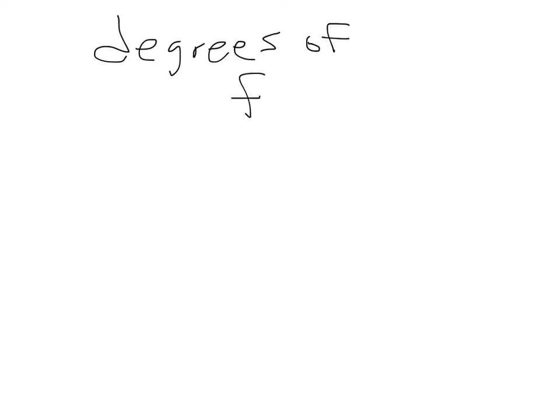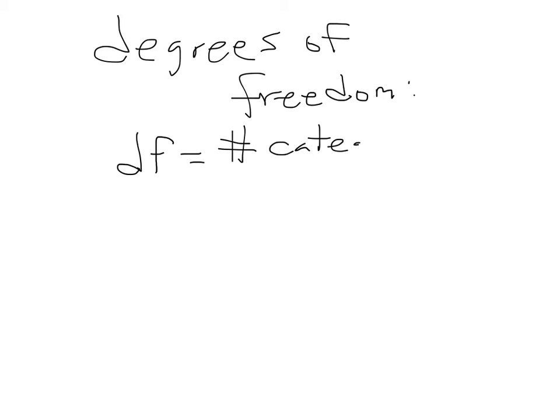We have to talk about one more thing first, before we can get into what the chi-squared test statistic means. And that's to discuss the concept of degrees of freedom. This is an important statistical concept. I'm not going to go through the gory details at the moment. Suffice it to say that the number of degrees of freedom in the case of chi-square tests is equal to the number of categories minus 1.